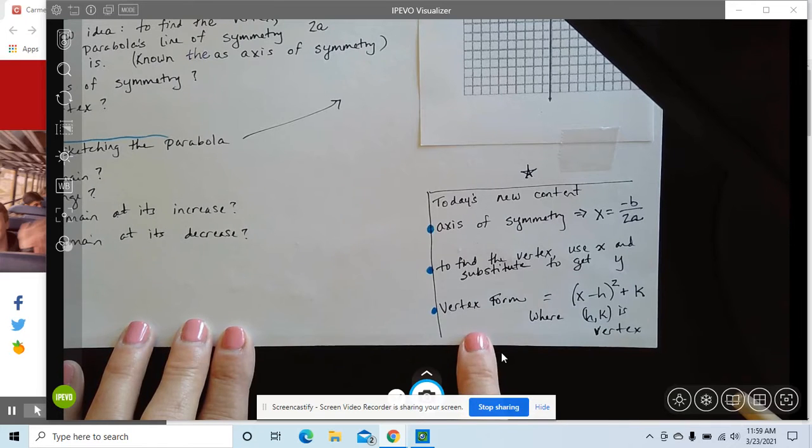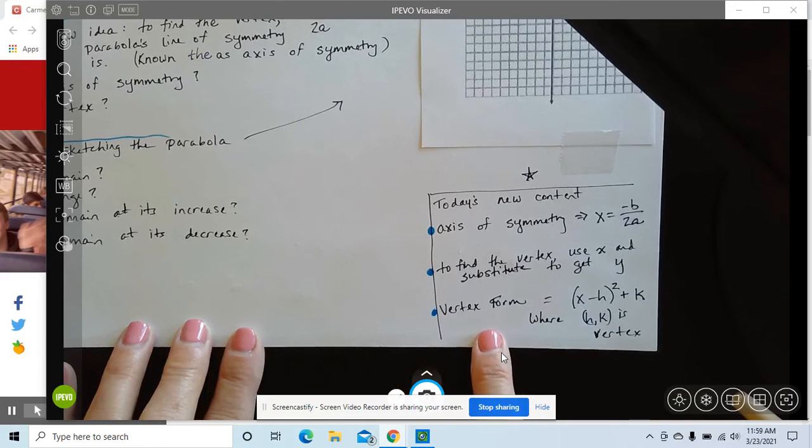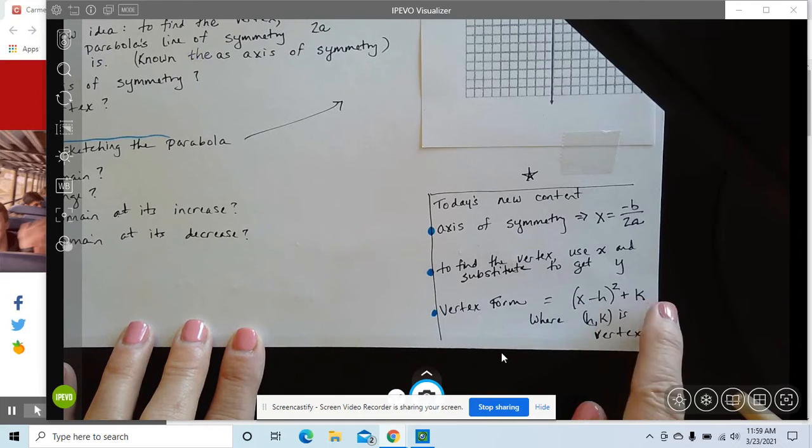And then on the back side of this sheet, after we do this warm-up review problem, I'll analyze vertex form with you. We've learned standard and factored. We're also going to learn vertex form. So please write down, this is the form where h comma k is the vertex point. So pause the video and write what you need.